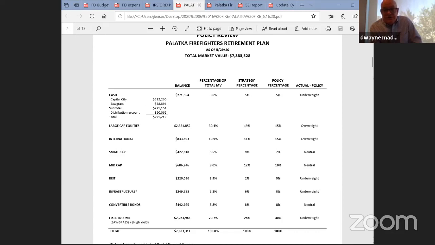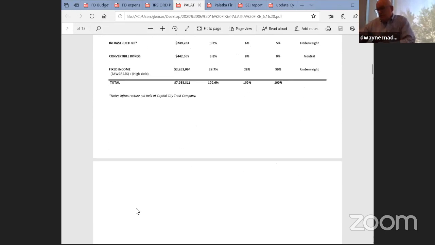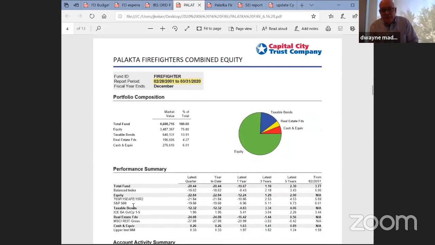So is there any questions on the asset allocation stance? If not, we can page over to the performance. Page down, please. If you look at performance, there we go.